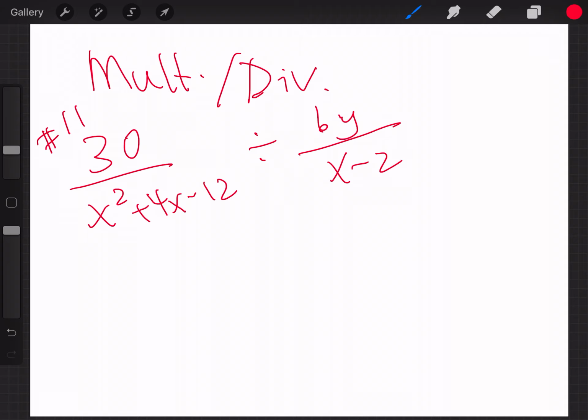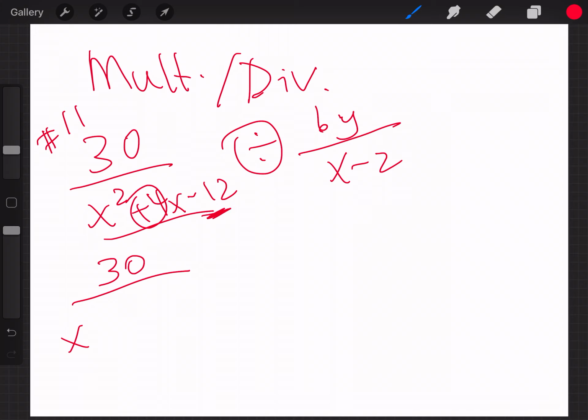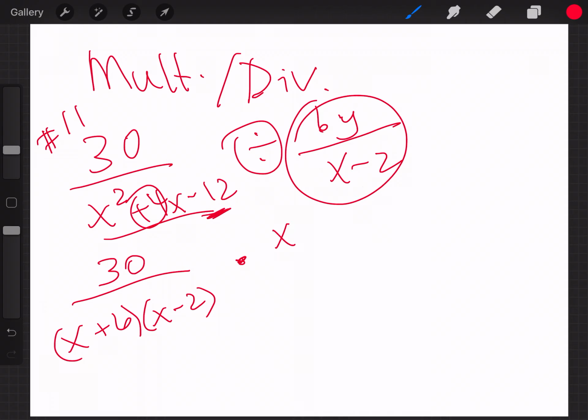Remember, on dividing, the first fraction stays the same, and this needs to be factored. That is a trinomial. What are factors that make negative 12, but combine to give you a positive 4? I believe that would be x plus 6 and x minus 2. Then the dividing changes to multiplying, and I invert, or reciprocate, the second one only, and that becomes this.